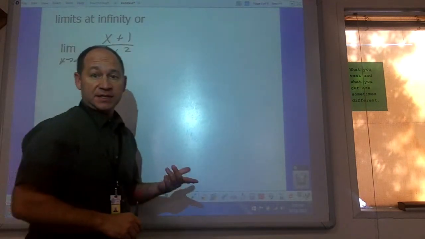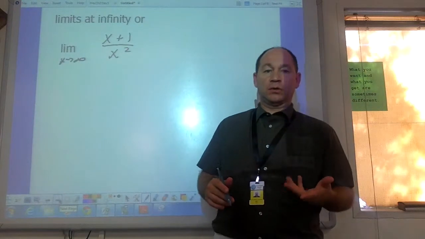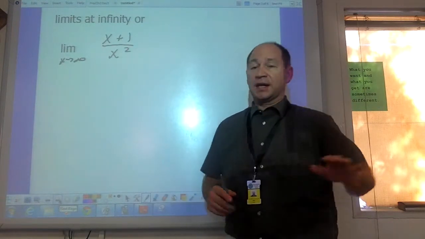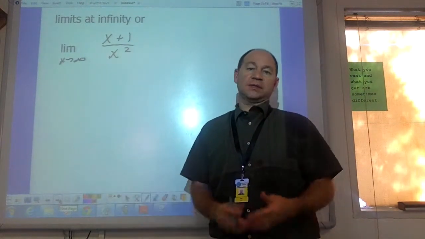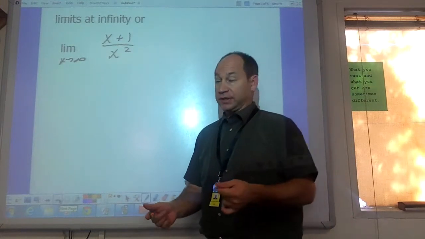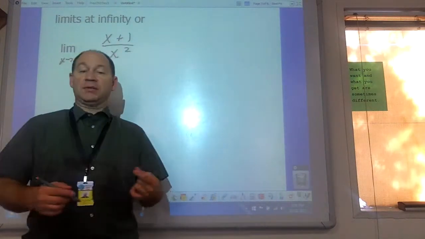Our next thing is limits at infinity. We said we're going to add this to it. So limits at infinity are things that happen when I get off to the end. In pre-calculus, this is a horizontal asymptote. Calculus, however, means I need to find a limit when it gets really big.